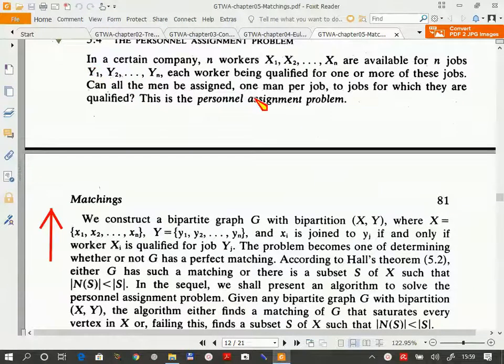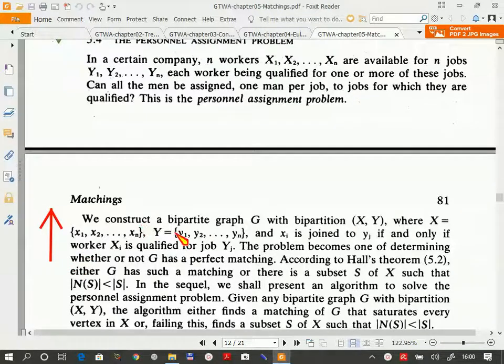In a company, you have n workers, x1, x2, xn, and n jobs, y1, y2, yn, okay? And each worker is qualified for one or more of these jobs. Can all the men be assigned, one man per job, to jobs for which they are qualified? This is the personnel assignment problem. So how can you try to solve it?